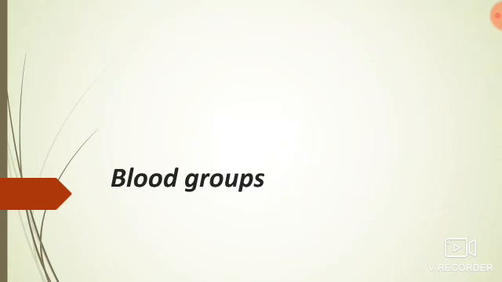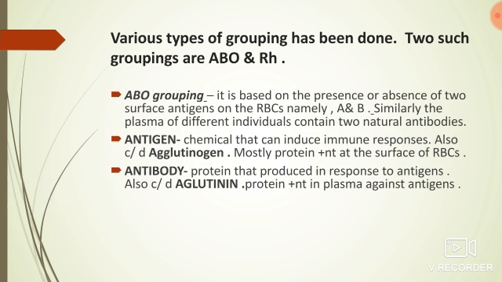In today's video, we will learn about blood groups. Various types of grouping have been done, and among those, two such groupings are ABO grouping and Rh grouping. So first of all, we will learn about ABO grouping.